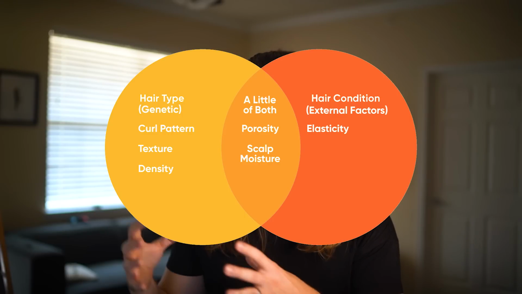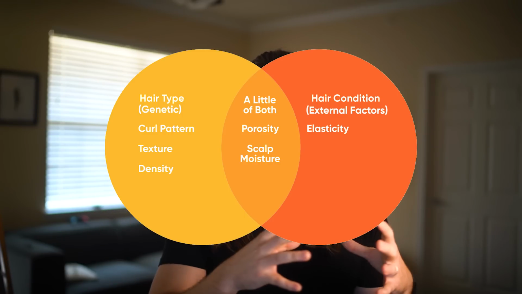So it's also important to note that condition can change on different areas of your head, right? Your ends can be in poor condition while your roots and your midpoints are in great condition. And I think this is where a lot of confusion starts to come into play regarding hair type. Maybe it seems like your hair changes from day to day and you can't pinpoint exactly what your hair type is, when in reality, it's your condition that's changing.